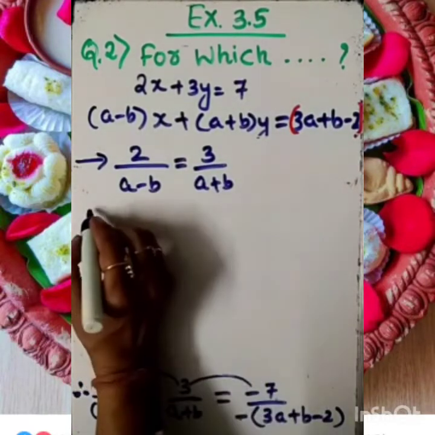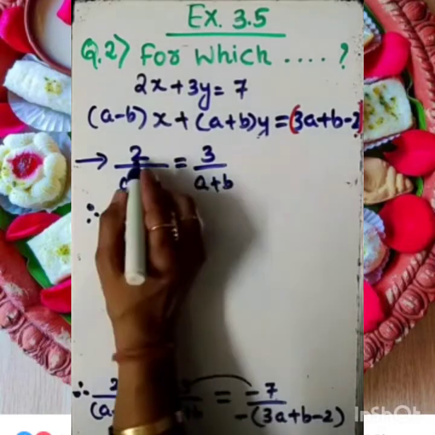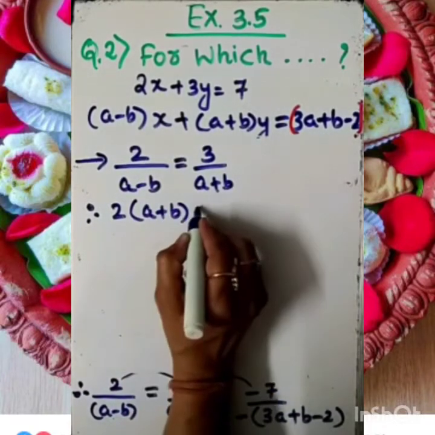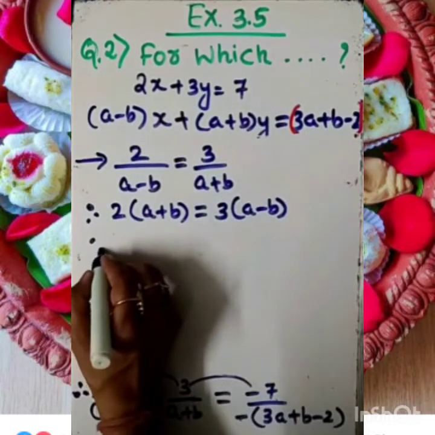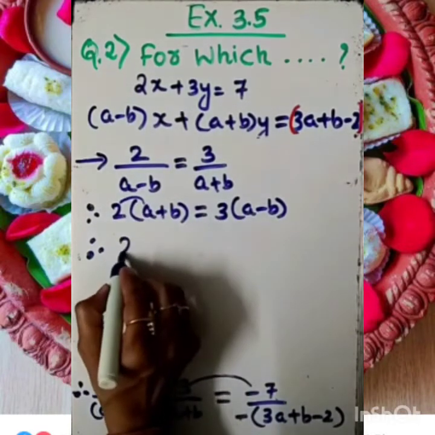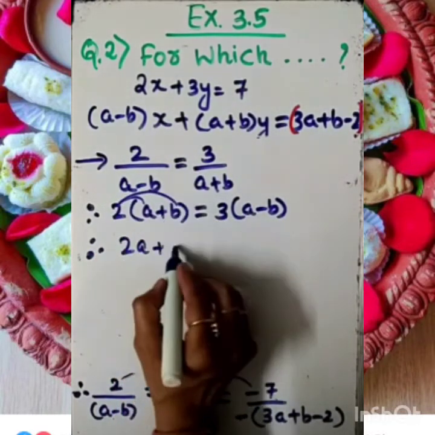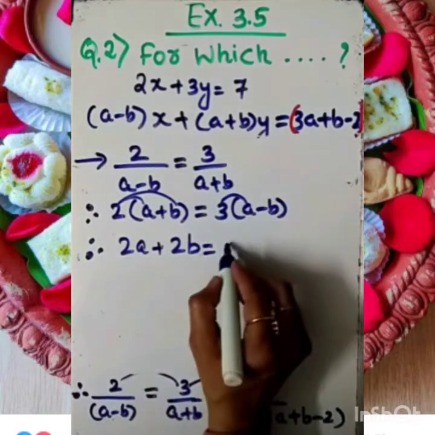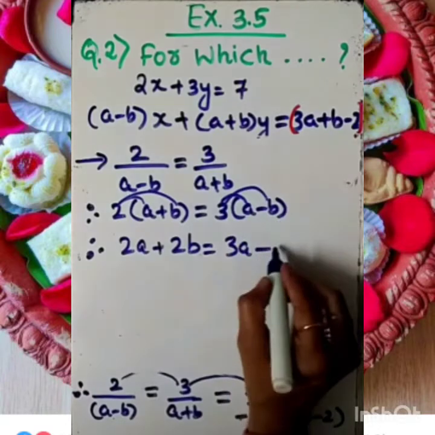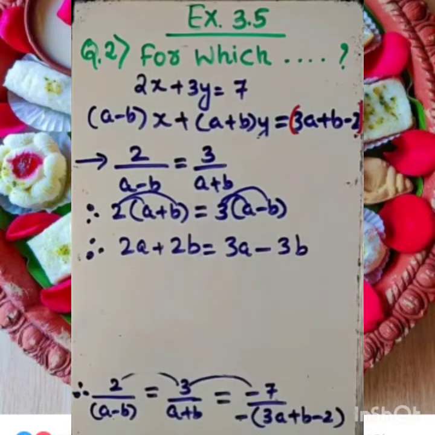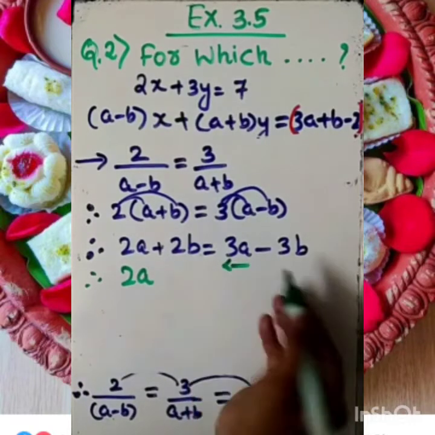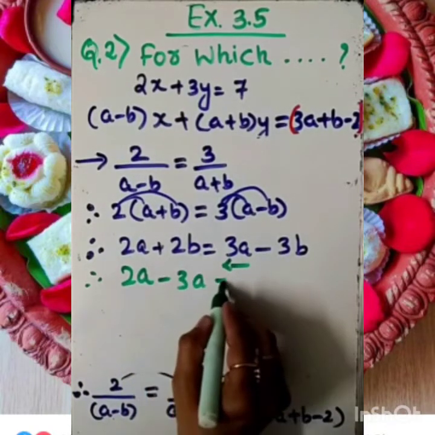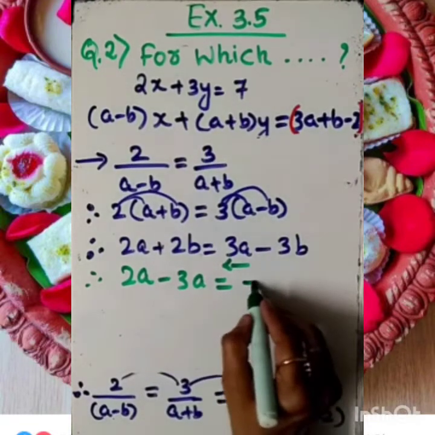Clear? 2 is already there. Cross multiplication: a plus b will be here, and this 3 cross multiplied with a minus b. Therefore, 2 into a gives 2a, 2 into b gives 2b, 3 into a gives 3a, minus 3 into b gives 3b. Clear? Very simple, very easy. Let's bring all the terms together on one side. 2a is already there, I am transposing 3a to this side, so it gives minus 3a, and here it is minus 3b.